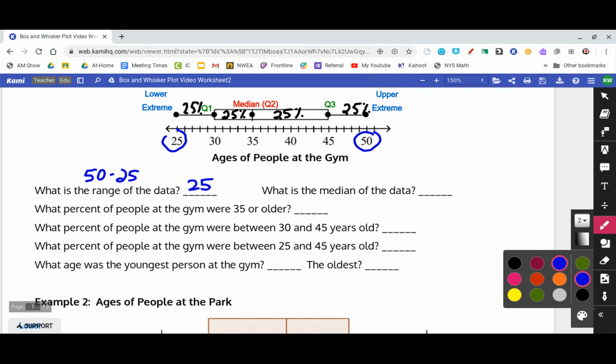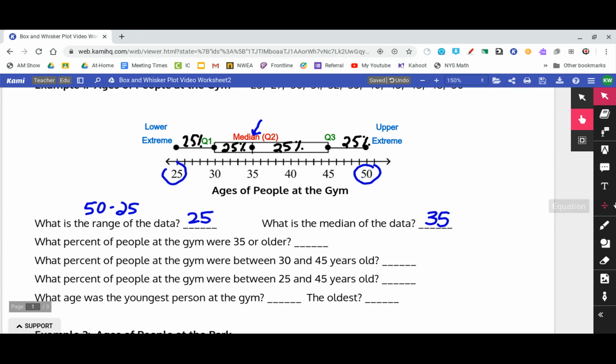The next question says, what is the median? Now the median you can find right on the box and whisker plot. It's right here, the vertical line inside of the box, and that is 35. The next question says, what percent of people at the gym were 35 or older?